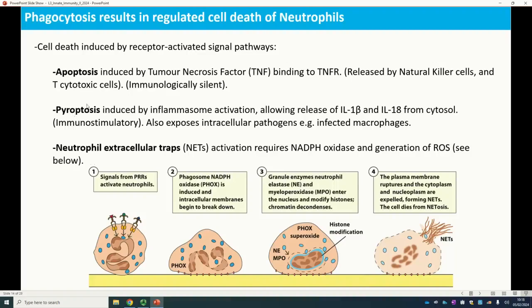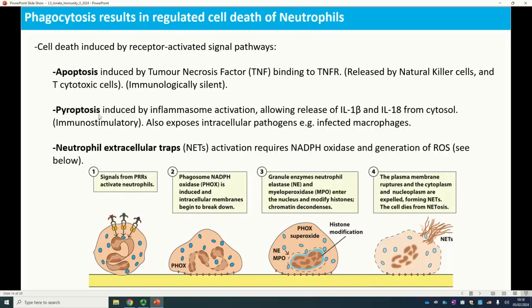We then have pyroptosis, which literally means fiery death, and this is induced by the inflammasome. Remember we talked about the inflammasome: we have our NOD-like receptor NALP3, and once that forms the inflammasome, we'll get caspase being released, and that will cleave pro-IL-1 beta into IL-1 beta. We also get IL-18 being formed. Now, these are inflammatory mediators, but they've got no way of getting out of the cytosol. They're stuck in the neutrophil.